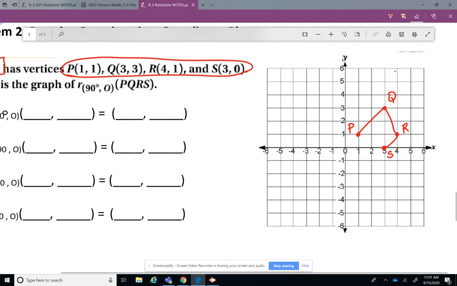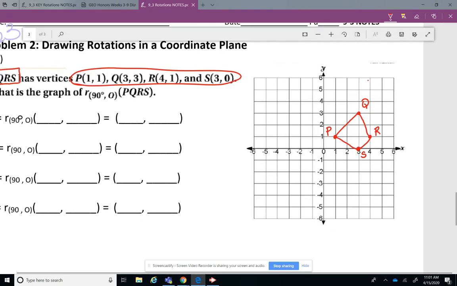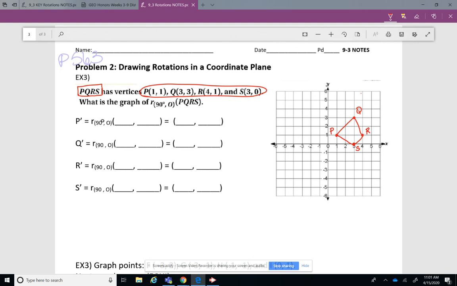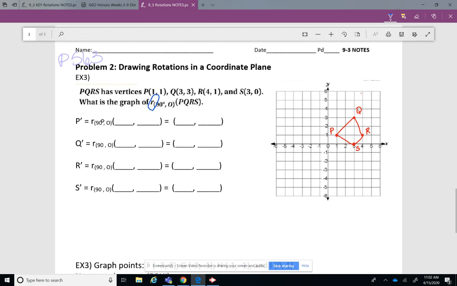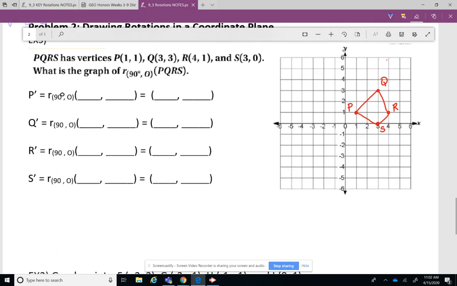So if you're not doing this part, that's okay, because the book already has that part. All right, so PQRS has the following vertices. P is 1, 1, Q is 3, 3, R is 4, 1, and S is 3, 0. What is the graph? Change colors here for a minute. What is the graph if I rotate 90 degrees about the origin and I'm rotating PQRS? So I'm rotating the whole thing, but you go point by point by point. You do not rotate the whole thing at the same time.